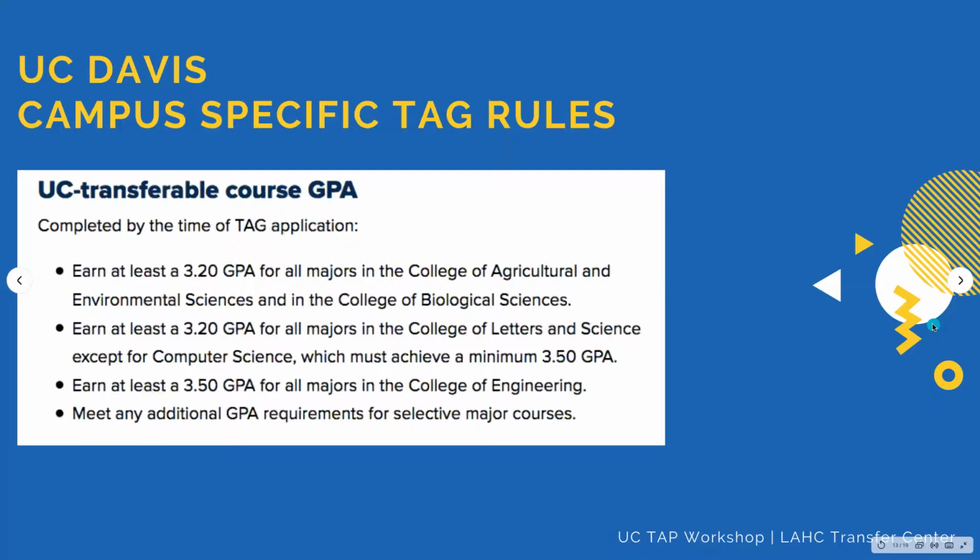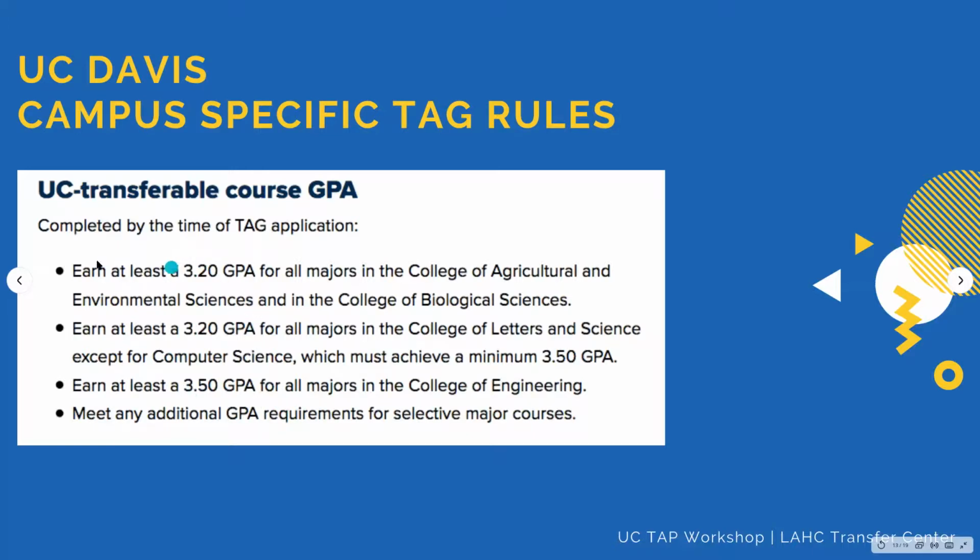Okay, sorry, moving on. UC Davis is another example, where it must be completed by the time of TAG application, so by September 1st, you need a 3.2 GPA for all majors in the College of Agriculture and Environmental Sciences and the College of Biological Sciences, 3.2 for the College of Letters and Sciences, except for computer science, which needs a 3.5. And College of Engineering students have to have a 3.5 for TAG, okay?